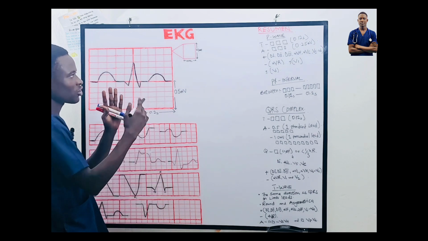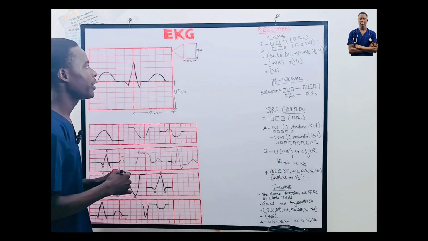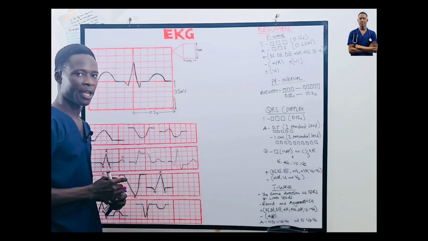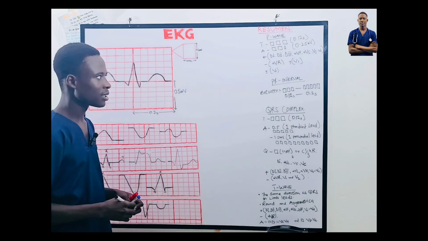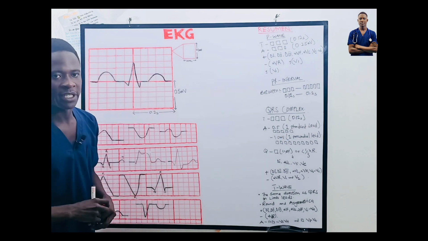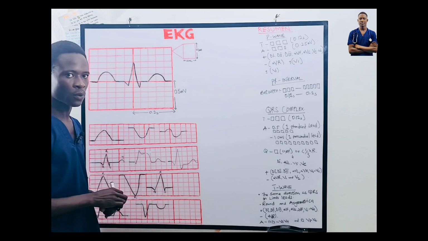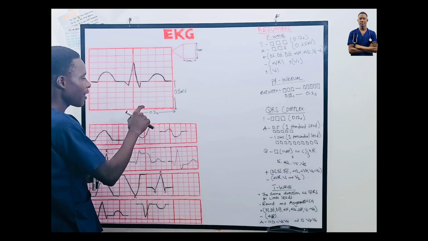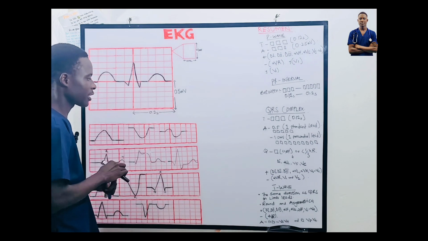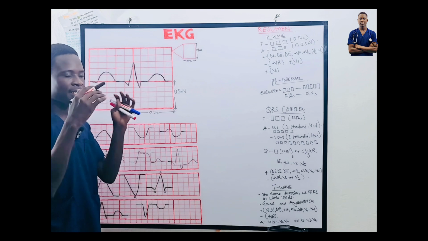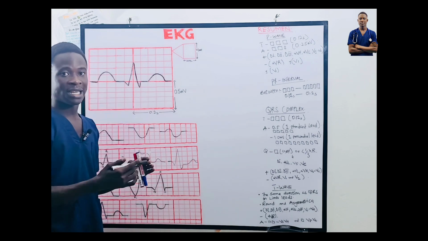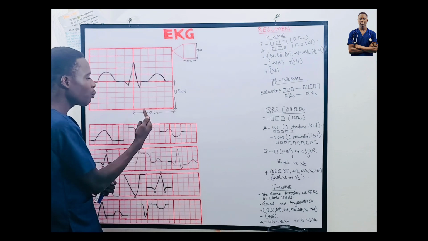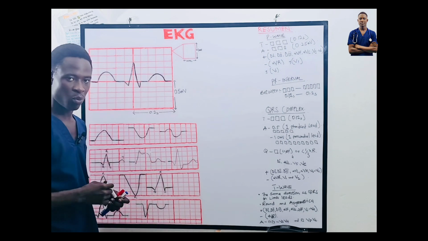Now, let's take one small box and look at it very well. The horizontal, which is the time, is 0.04 seconds, and the vertical, which is the amplitude, is 0.1 millivolts. So for one big box, which contains 5 small boxes horizontally, we get 0.04 seconds times 5 boxes: 1, 2, 3, 4, 5. And this gives us 0.2 seconds for one big box.